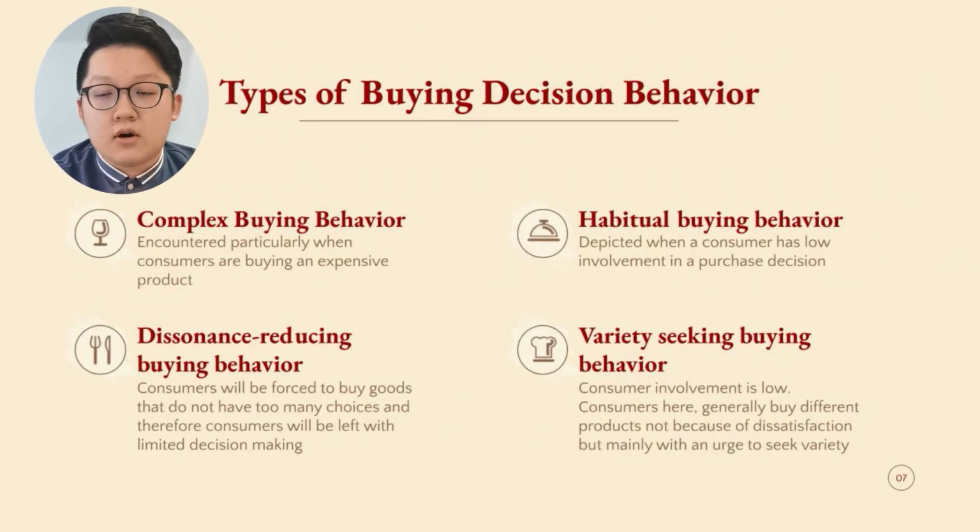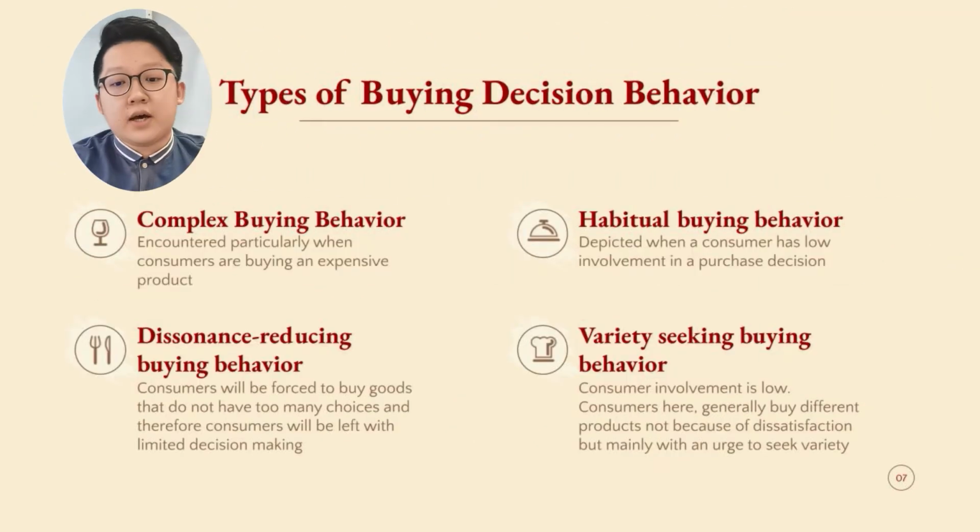So what is complex buying behavior? Complex buying behavior is encountered particularly when consumers are buying an expensive product. In this infrequent transaction, consumers are highly involved in the purchase decision. Consumers will research thoroughly before committing to invest. For example, when a consumer is buying a car for the first time, it is a big decision and it involves high economic risk.